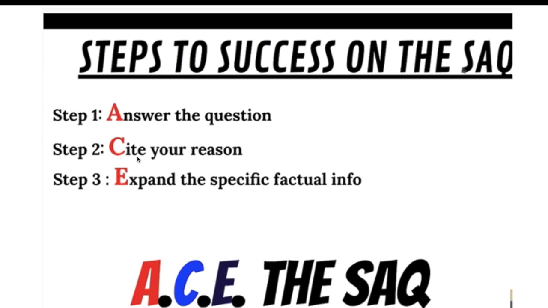Give historical evidence for your claim. This would be key terms, key people, key pieces of legislation, key phenomenons in history. Step 3 is to expand the specific factual evidence. So explain how your evidence answers the question. So for each part, you want to think ACE. Answer the question, cite your reasons, expand the specific factual information.